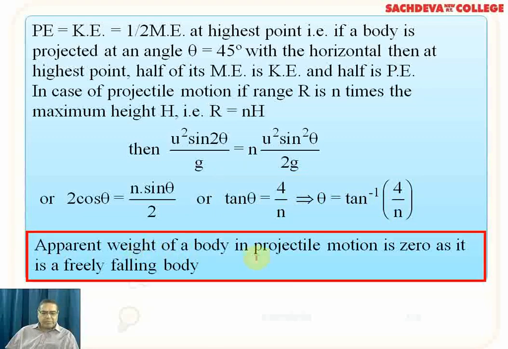Apparent weight of the body in projectile motion is 0, as it is a freely falling body.